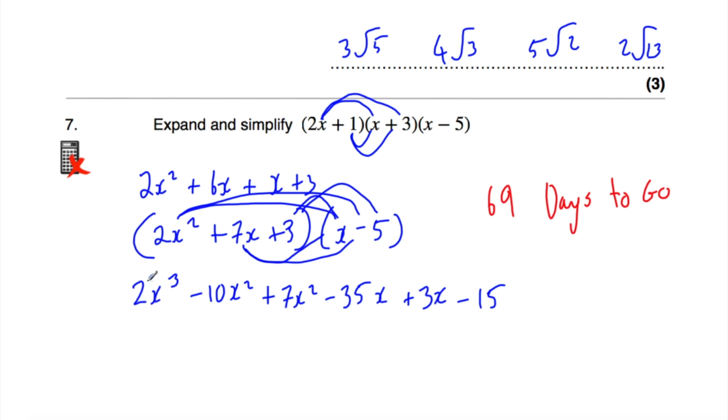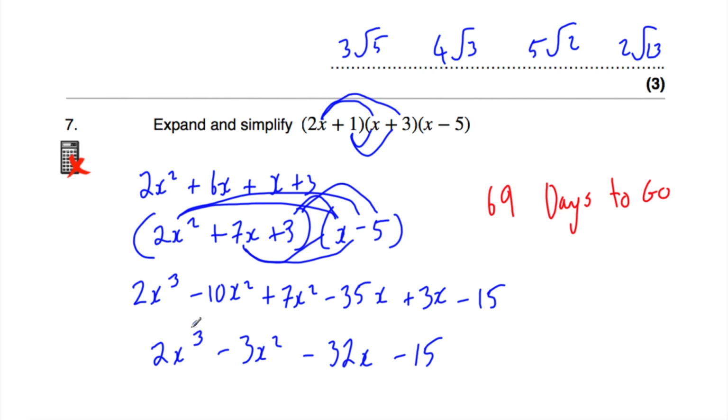So we've got our 2x cubed to begin with. So 2x cubed. There's no other x cubed terms. Then in terms of our x squared terms, we've got minus 10x squared plus 7x squared. So that'll be minus 3x squared. Then in terms of our x terms, we've got minus 35x plus 3x. That'll be minus 32x. And then finally, we've got our minus 15.